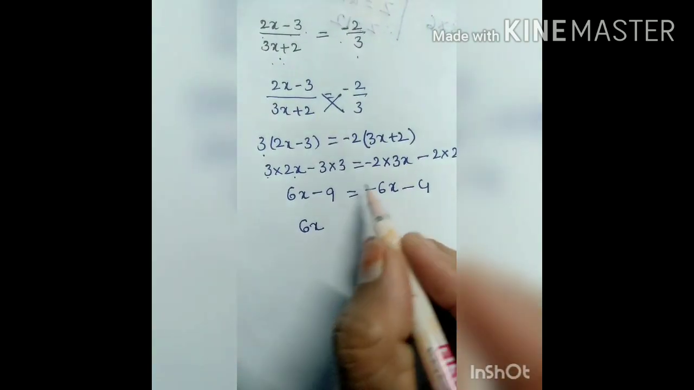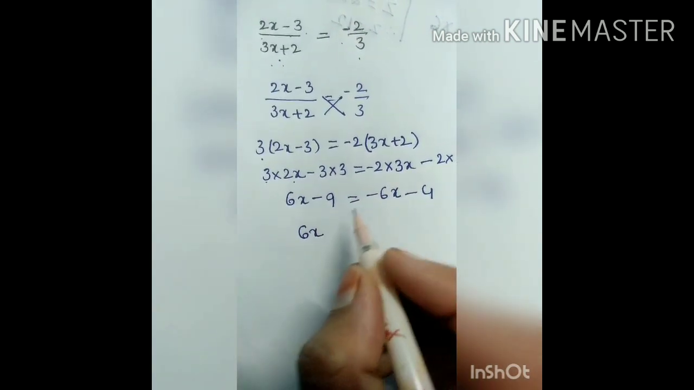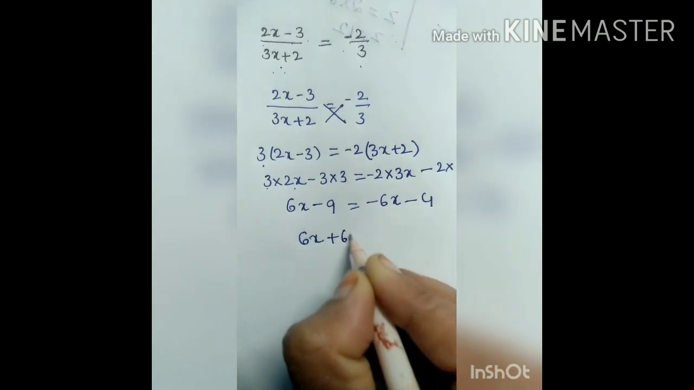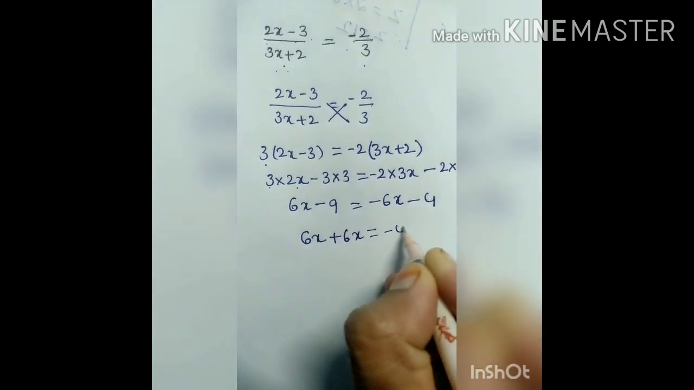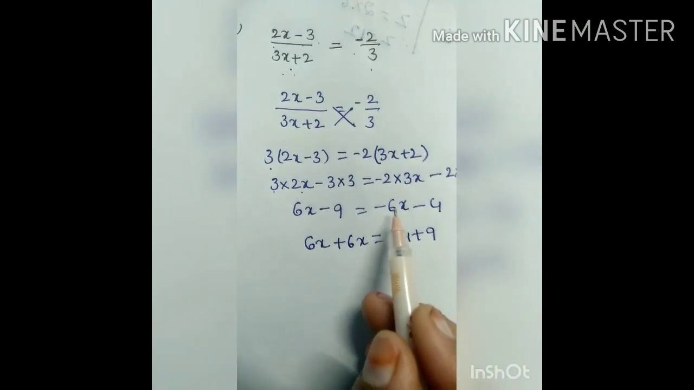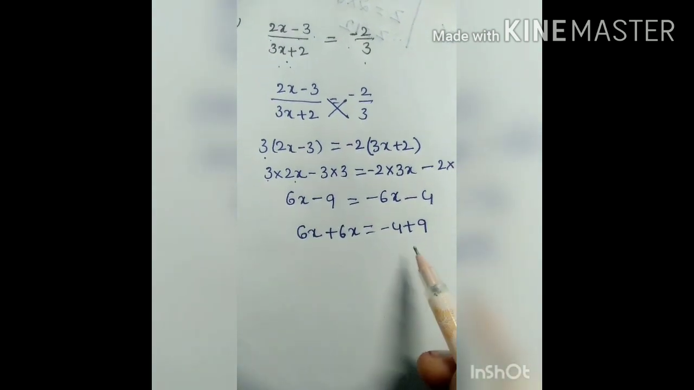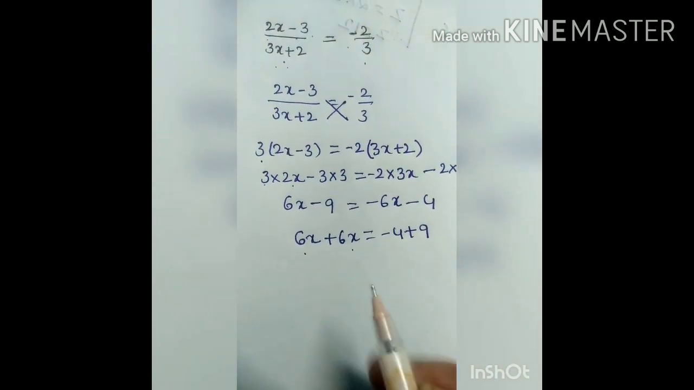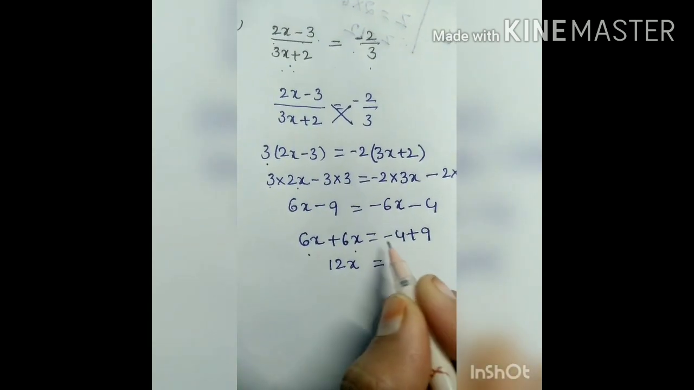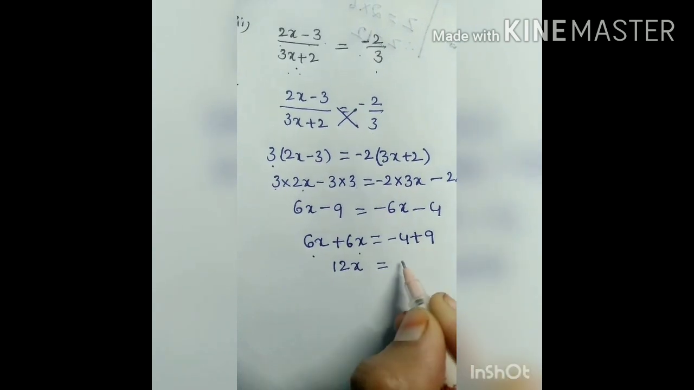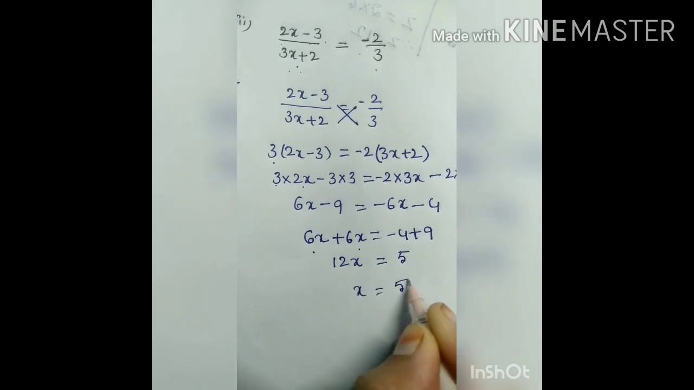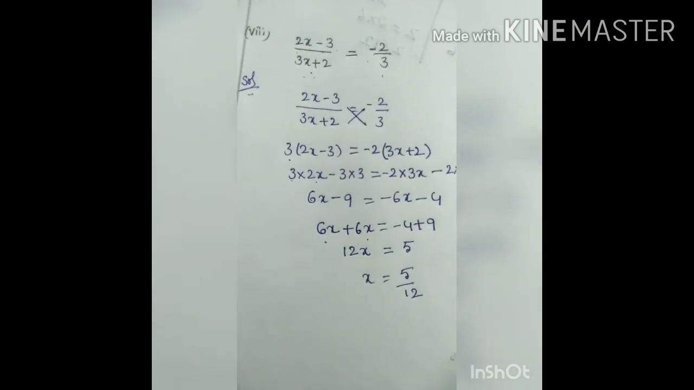6x, here also the same variable is there. So the negative quantity becomes a positive quantity. 6x plus 6x equal to minus 4 plus 9. It is a constant term. I will write the variable terms on one side and the constant terms on the other side. 6x plus 6x, 12x equal to minus 4 plus 9, 9 minus 4, 5. X equal to 5 by 12. Okay children.